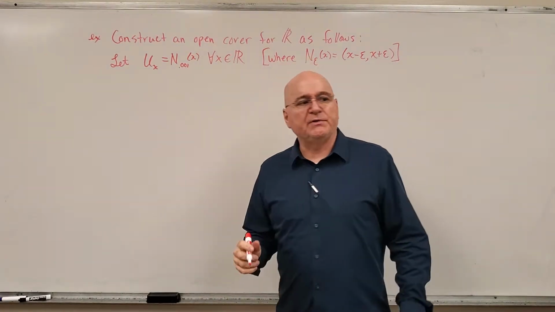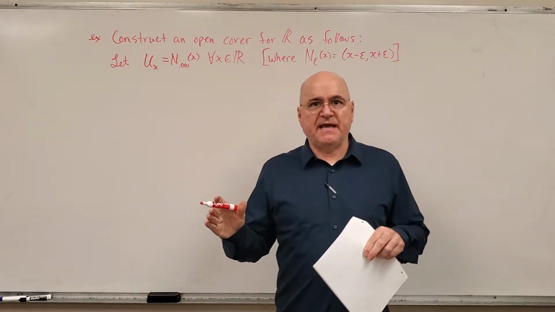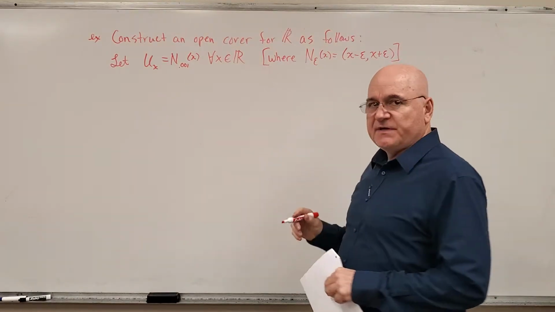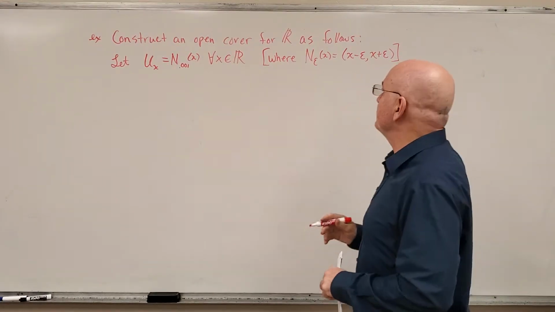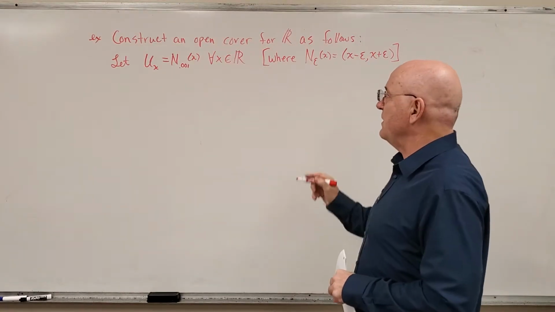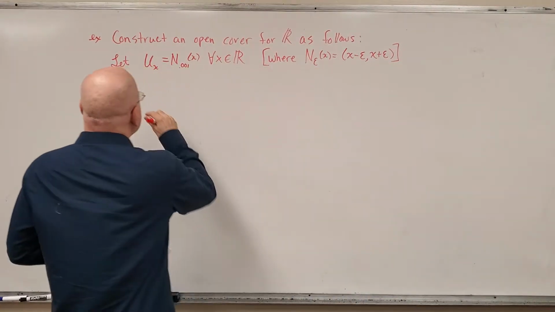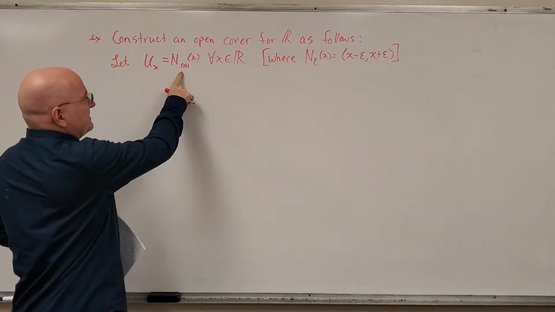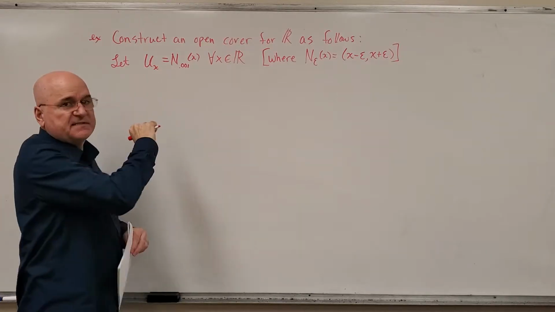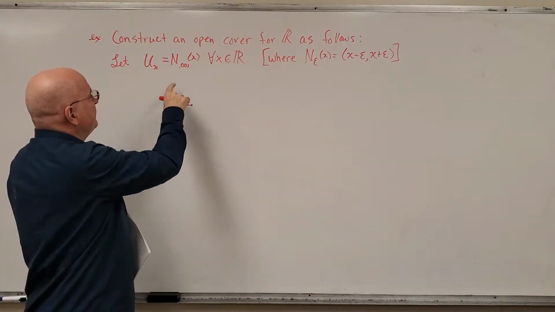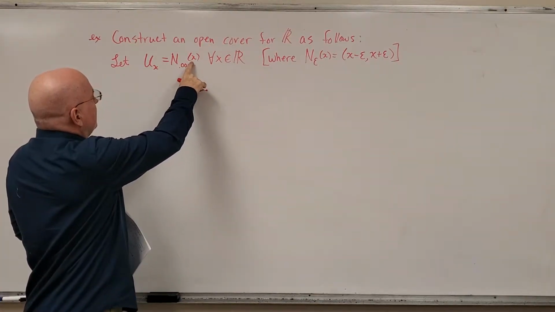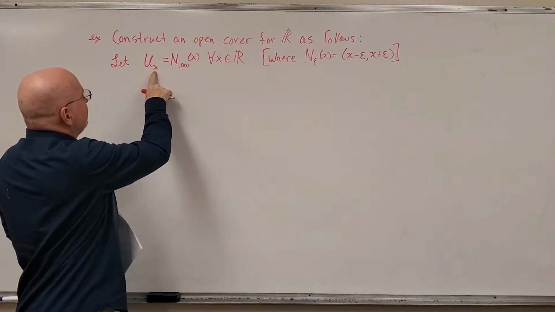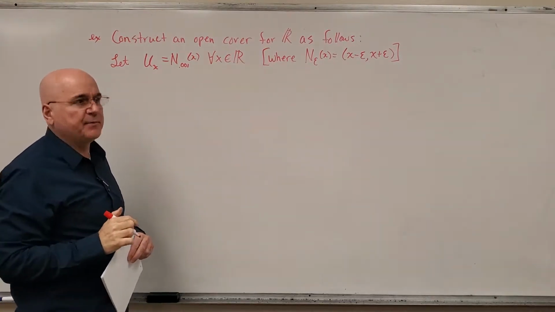In the next example, we'll use the entire real line as a set. So we are going to construct an open cover for the real numbers, the entire real line, as follows. This set, U sub x, is going to be equal to this, which I've defined over here. This basically says it's an epsilon neighborhood around x. We're defining it for every single x in the real numbers. So every real number has its own set, capital U.